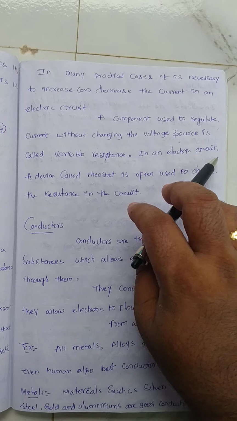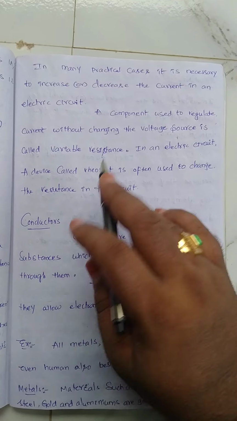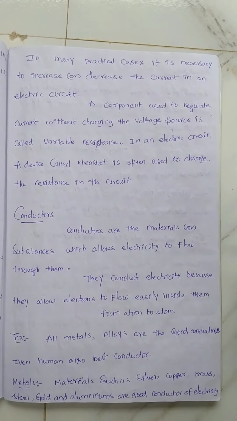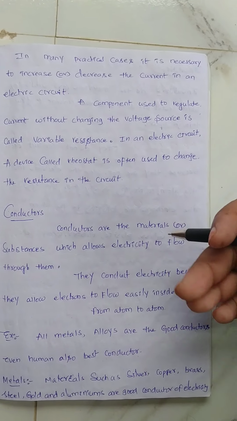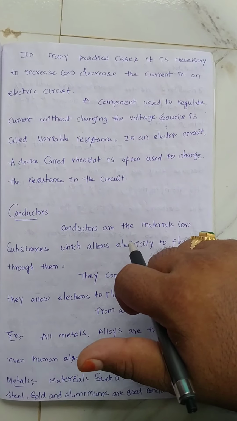So in an electric circuit, a device called a rheostat is often used to change the resistance in the circuit. Right? If resistance is changed, current will change. If resistance is increased, current will decrease. If resistance is decreased, current will increase. But the voltage source will remain constant. That is the only working of a rheostat.